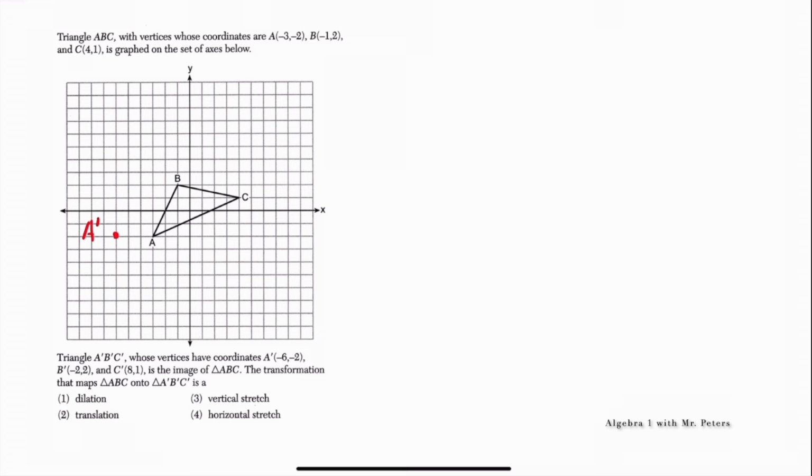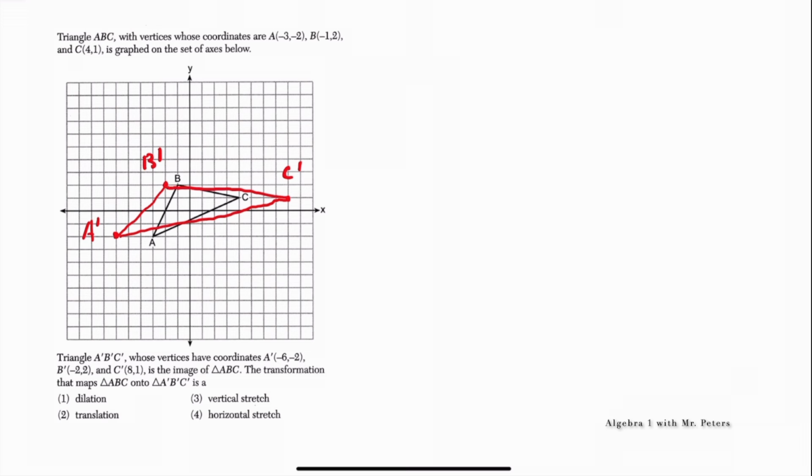Then we look at B prime. This is -2, 2, which is right here. And then C prime, which is going to be 8, 1, which would be something right here. So when we look at this, let's say we connected this. This is what the new triangle looks like.